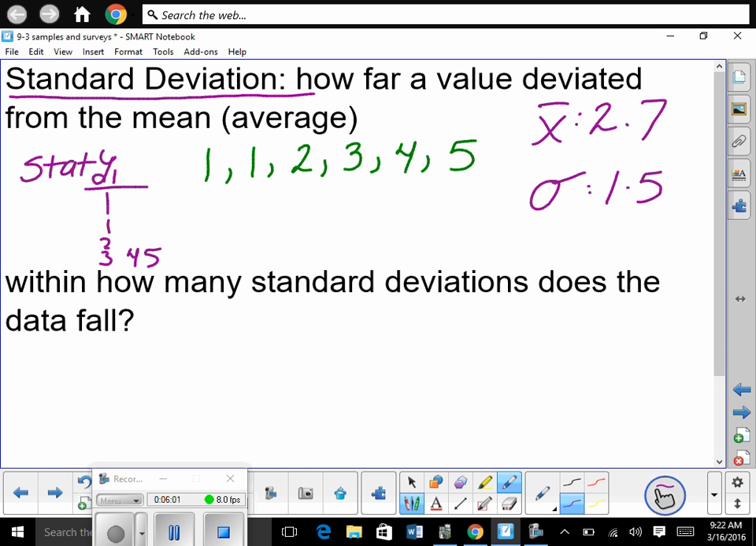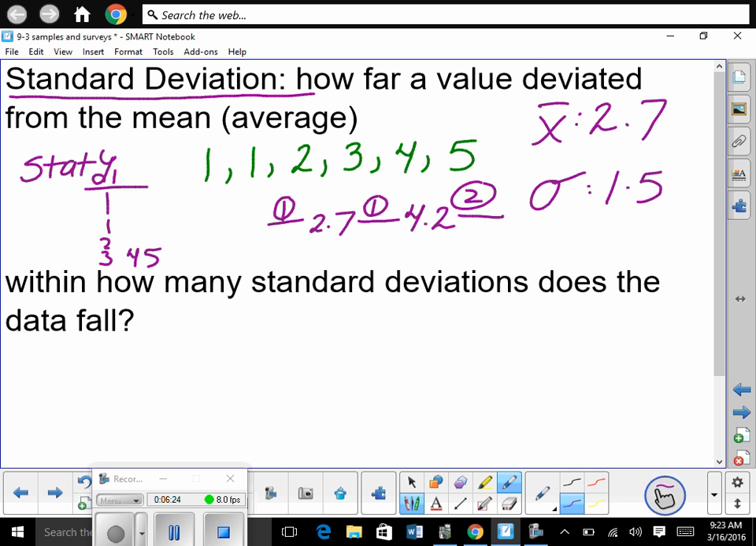Okay, so let's think about it. I'm not actually going to place this in here right now. I'm just going to do it like this, because to me, I don't mess up so much. So we know our average is 2.7, right? So one standard deviation above and below. So one above, one below. So we take 2.7, add 1.5. What do we get? 4.2. Okay, sweet.